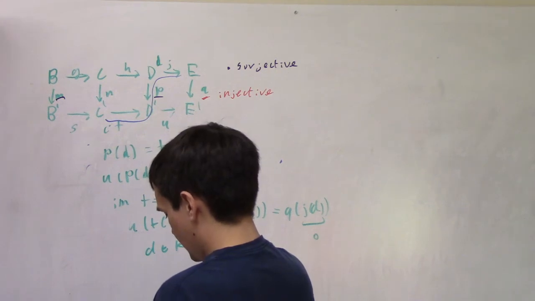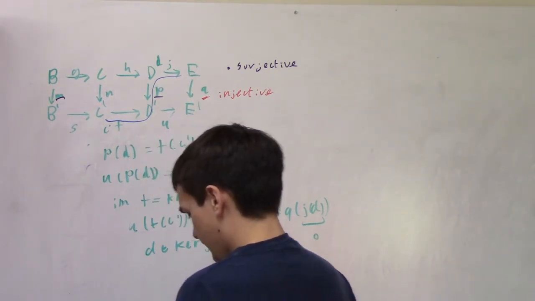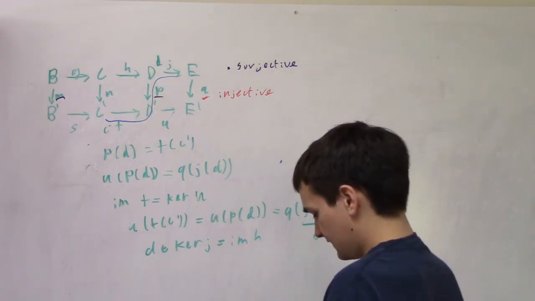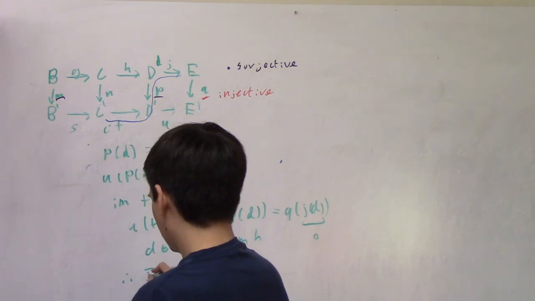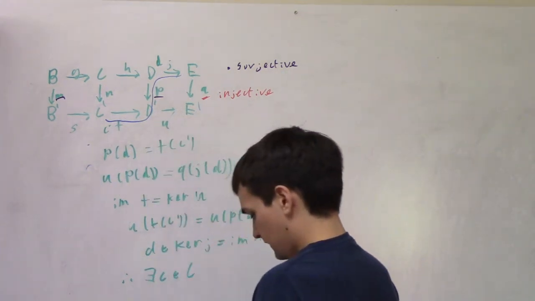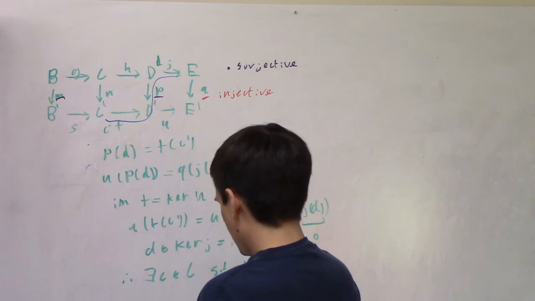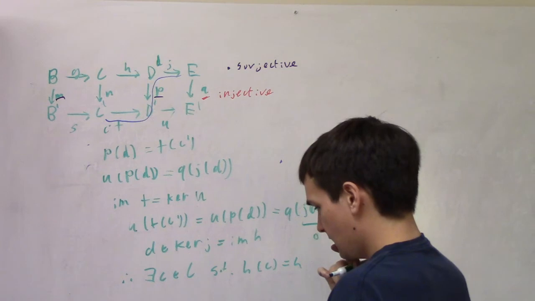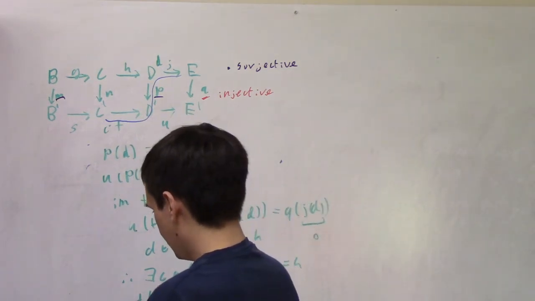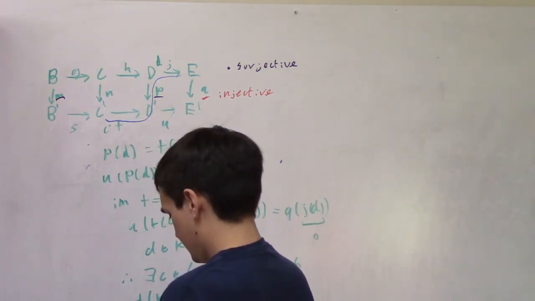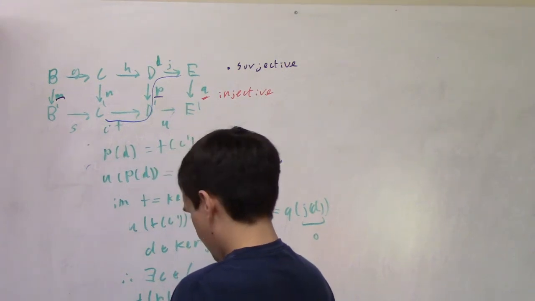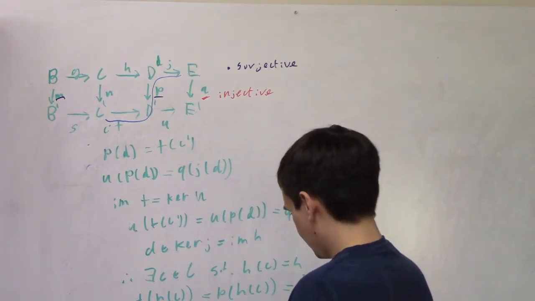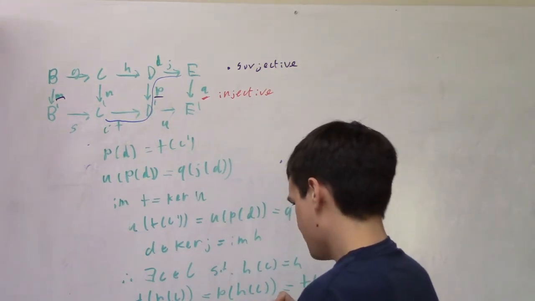Or in other words, by exactness, the image of H. Therefore, there exists an element C such that H of C is equal to D. Thus, T of N of C is equal to P of H of C, which is equal to T of C prime.